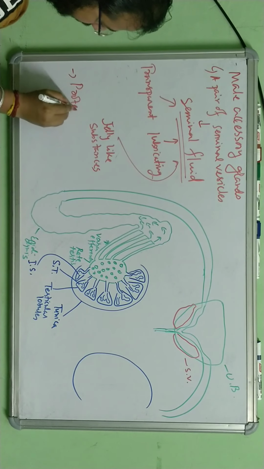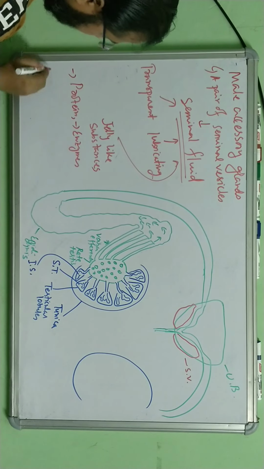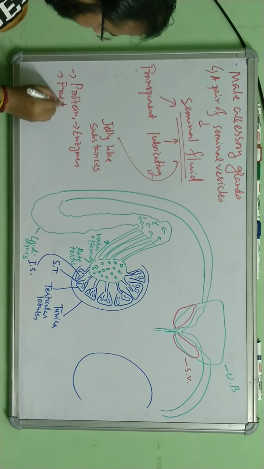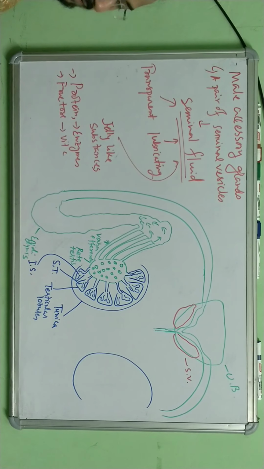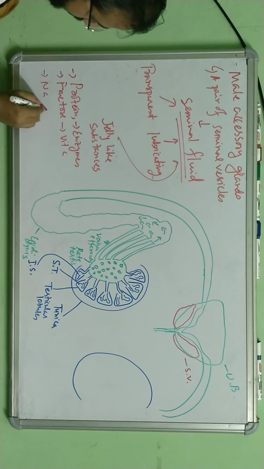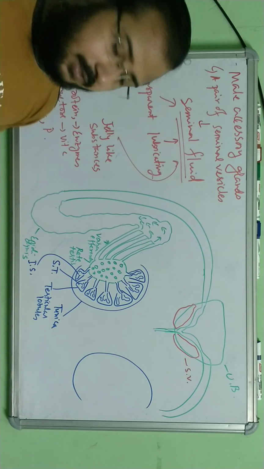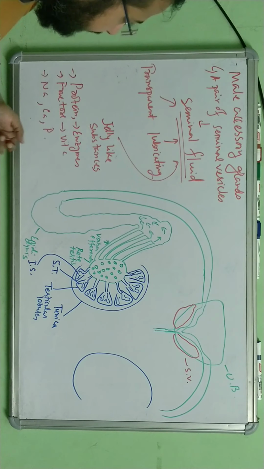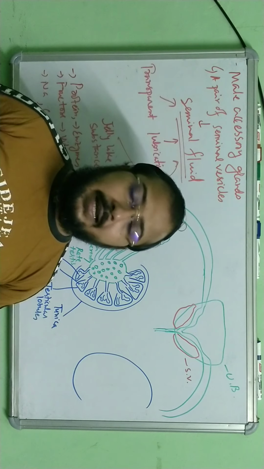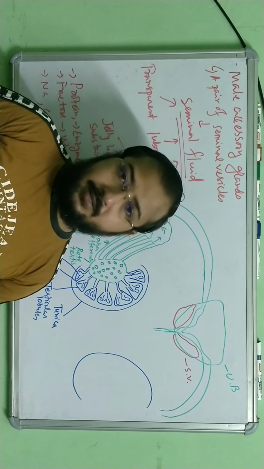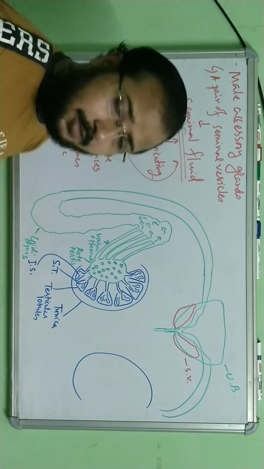Proteins are present here. Then we see enzymes, different enzymes are also present. Apart from this, fructose is there. Then we see vitamin C, and then some important minerals: sodium, calcium, potassium. These are some of the important nutrients or substances present inside the seminal fluid. Actually, this seminal fluid ultimately forms the semen. We will see the composition of semen also finally.